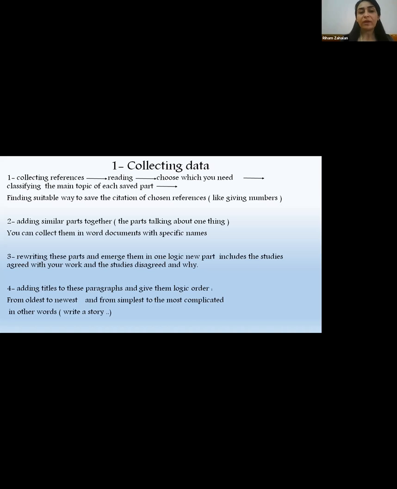You can collect them and then copy and paste some parts or paragraphs and move them to one Word document for a specific name, for a specific thing you are trying to study. After this, I have several parts from several references. So try rewriting these parts and immerse them in one logical part that includes everything. Every reference agrees with your work, disagrees with your work, or is a previous study. So I now have one part, for example, about one topic.